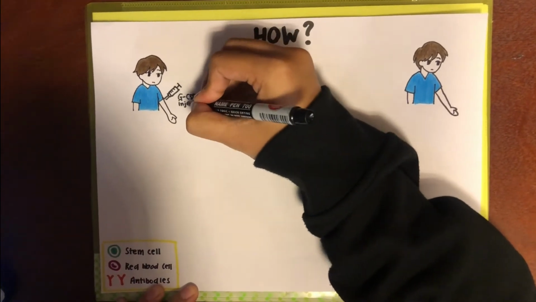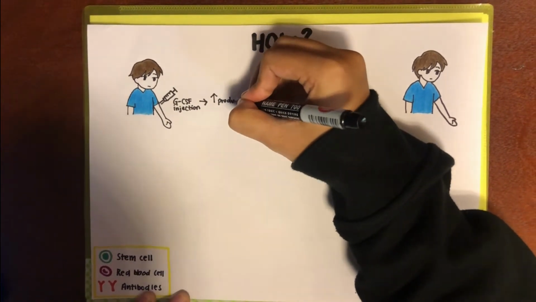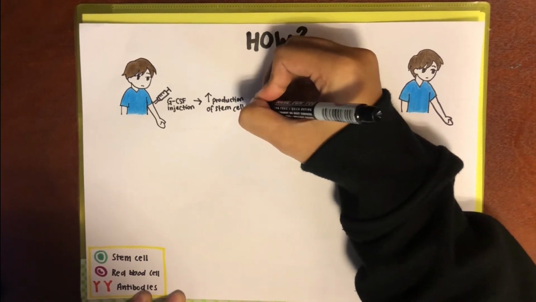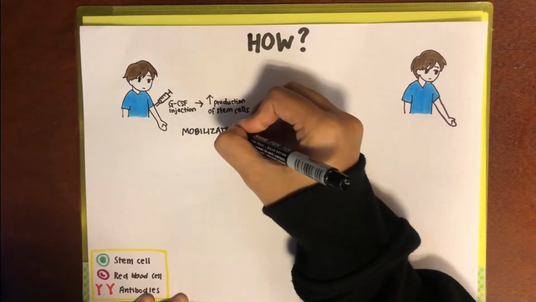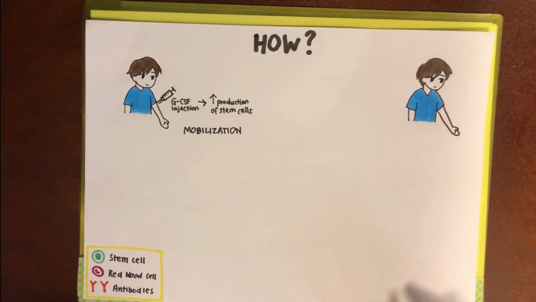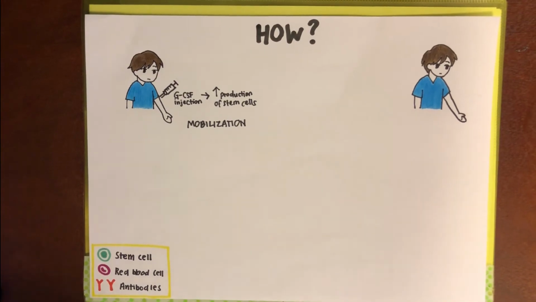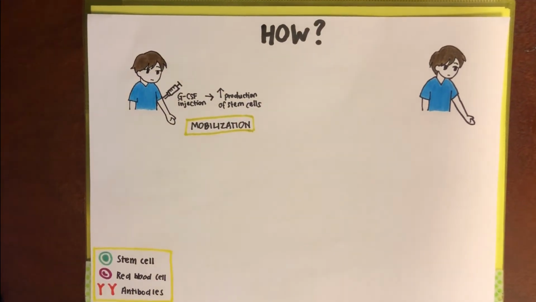Normally, only a small number of stem cells are in the blood circulation. The patient will be treated with growth colony stimulating factor injection beforehand to increase the production of stem cells. More stem cells will move into the bloodstream, making it easier to be collected. This process is known as mobilization.